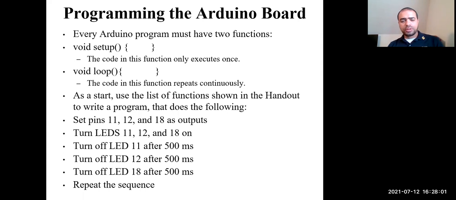As a start, use the list of functions shown in the handout to write a program that does the following. So let's, for example, look at this here. Set pins 11, 12, and 18 as outputs. Turn LEDs 11, 12, and 18 on. Then turn off LED 11 after 500 milliseconds. Turn off LED 12 after 500 milliseconds. Then turn off LED 18 after 500 milliseconds. And repeat the sequence. So this is going to be the program. This is going to be our first example. We're going to write a program or a sketch and program the CoDrone to execute this program.